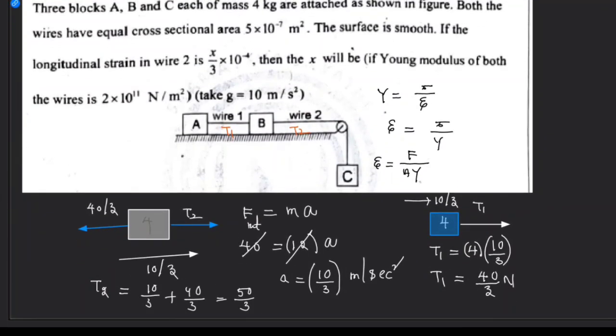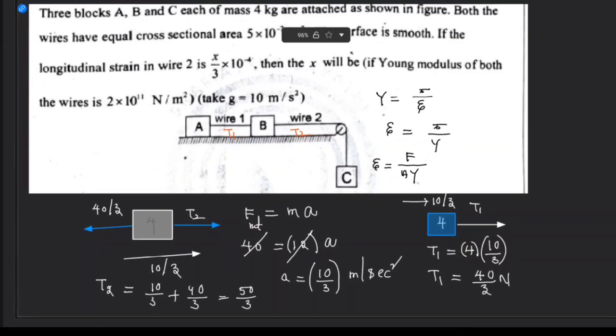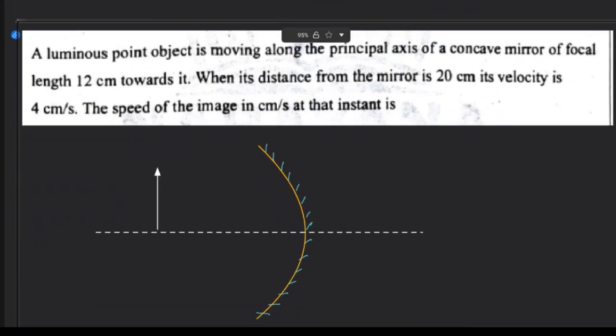Clear? So the question is important. It is involving both this NLM as well as the solids.